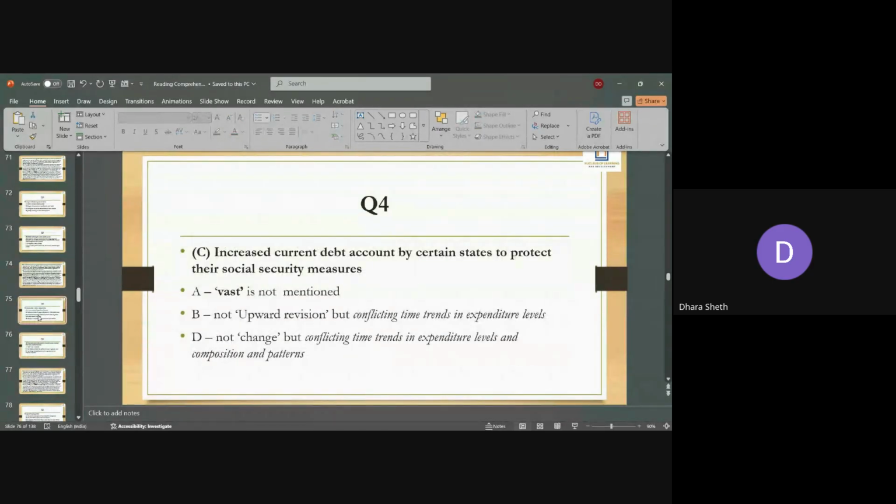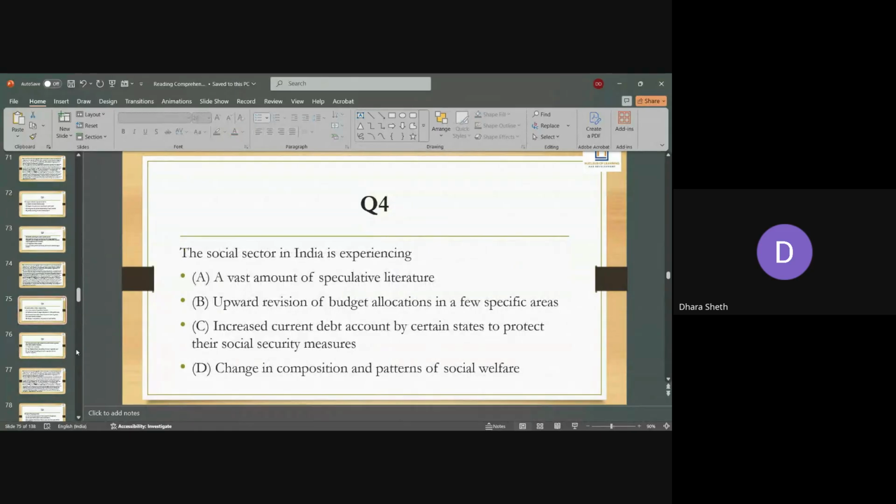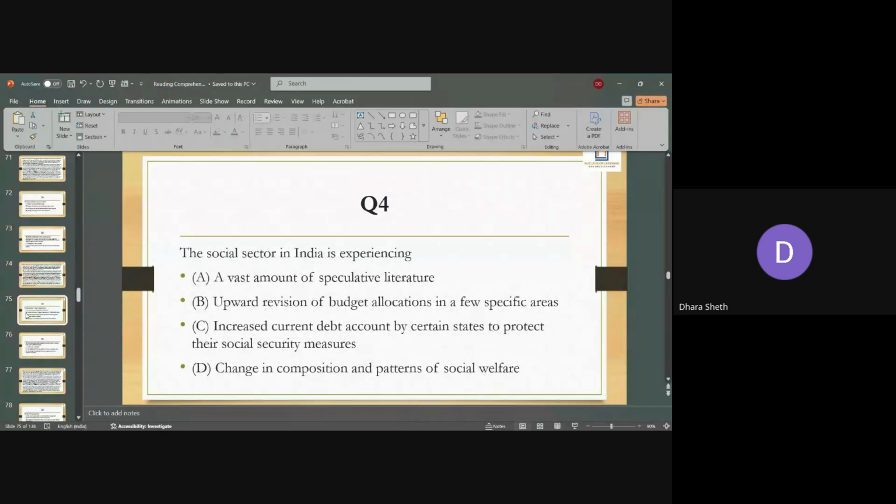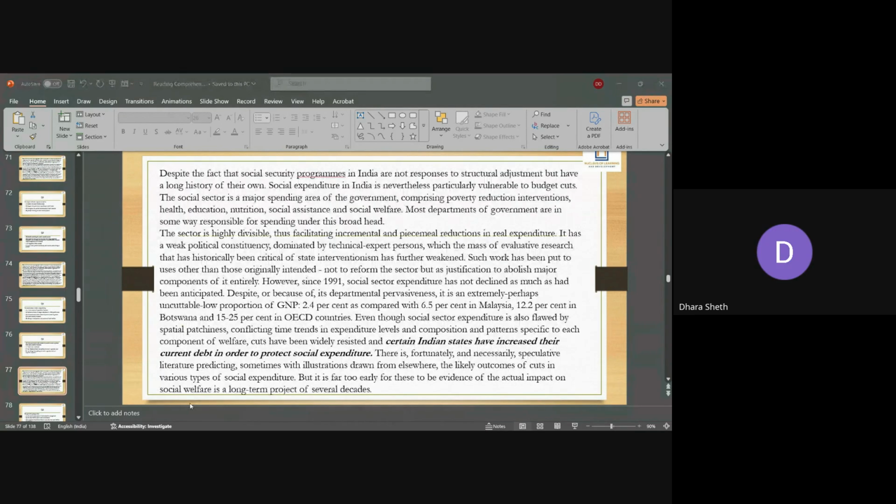Okay. In A, vast is not mentioned, that a vast amount of speculative literature is not there. There is some literature. Again, for B, not upward revision, but conflicting time trends. Again, it's not that it's an increase or an upward revision, but rather conflictive time trends. Okay. So because of that word conflicting time trends, B and D are options which cannot be selected. Clear? Clear? If anyone has a doubt, please ask. Okay. Yeah.